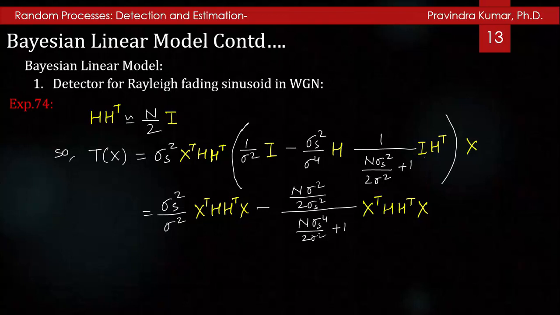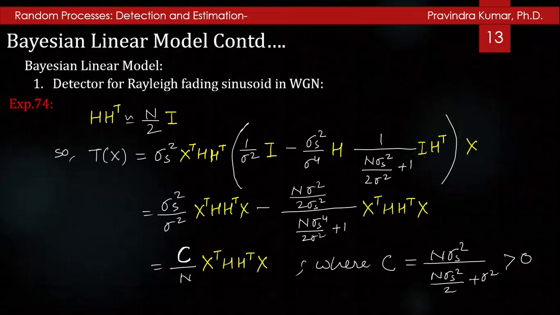write it as sigma s square by sigma square X transpose H transpose X minus n sigma square by 2 sigma square divided by n sigma s to the power 4 by 2 sigma square plus 1 X transpose H transpose X. So the test statistic will be C by n X transpose H transpose X. This is the covariance matrix C, where C is n sigma s square divided by n sigma s square by 2 plus sigma square, greater than 0.